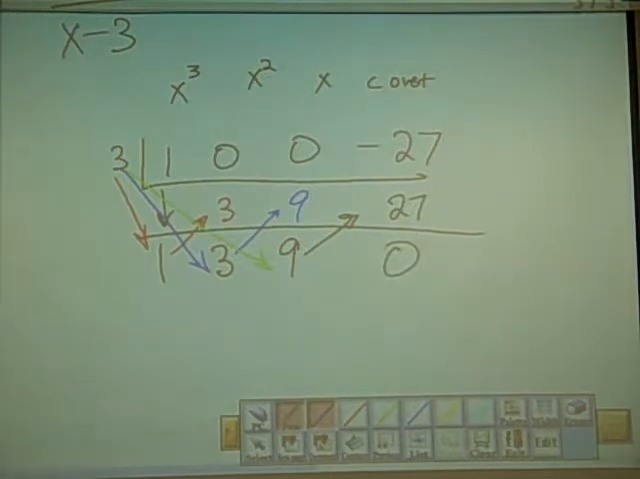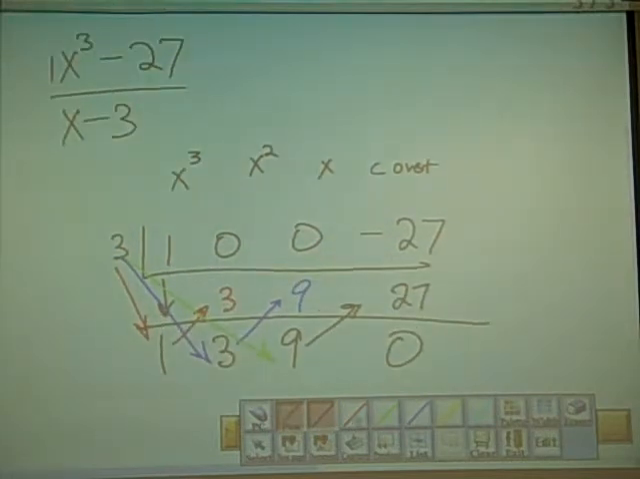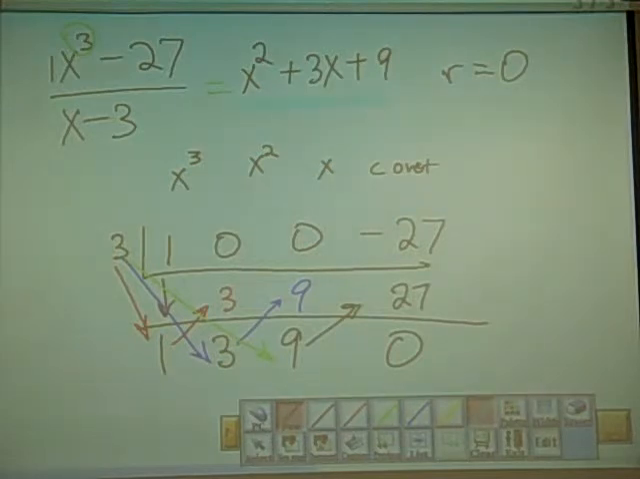So we can say that since our leading exponent started off as an x cubed, we're going to start off with a 1 x squared, and then we have a positive 3, so that'll be plus 3x, and then we have a positive 9, so that'll be plus 9, and we have a remainder of 0. And that's our quotient and our remainder.